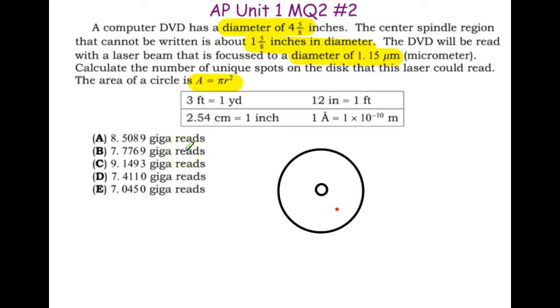We also need to focus on our units. Notice that these two diameters are given in inches, this diameter is given in micrometers, and the final answer is the number of gigareads. We've been given several conversion factors in order to help us out with this calculation.